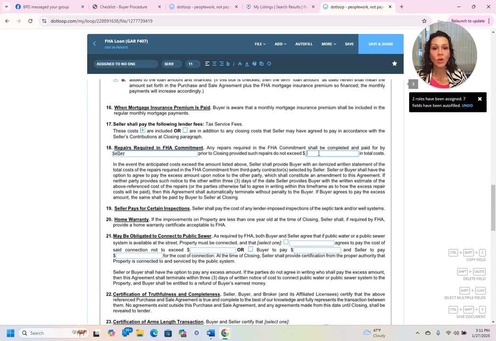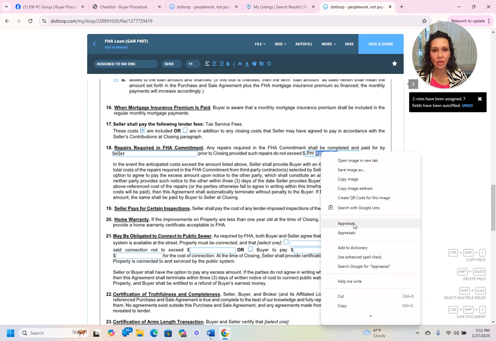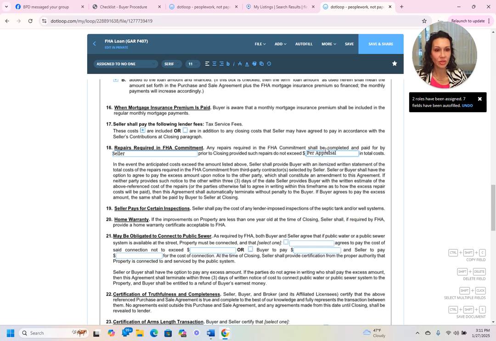All of it. So a lot of people put a number amount in this blank. I write "per appraisal." And I spell that correctly occasionally. "Per appraisal" is what I write here.